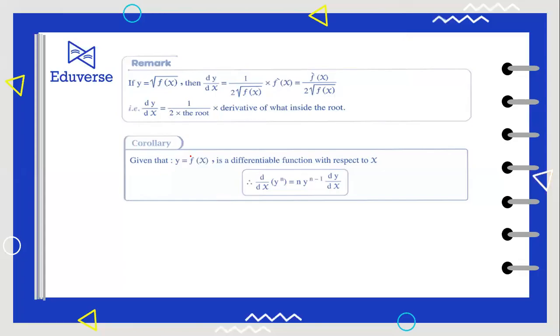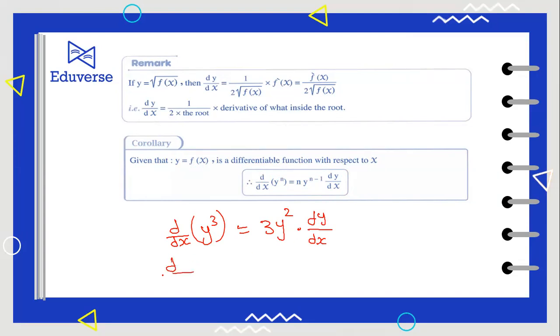Here I have a corollary. If y equals f of x is a differentiable function with respect to x, then I can find the derivative of this function y to the power n by putting n forward, the power minus 1, multiplied by the derivative of y with respect to x. Here I have y to the power 3 and I want to find its derivative. For example, it will be 3 y to the power 2, multiplied by the derivative of y with respect to x.